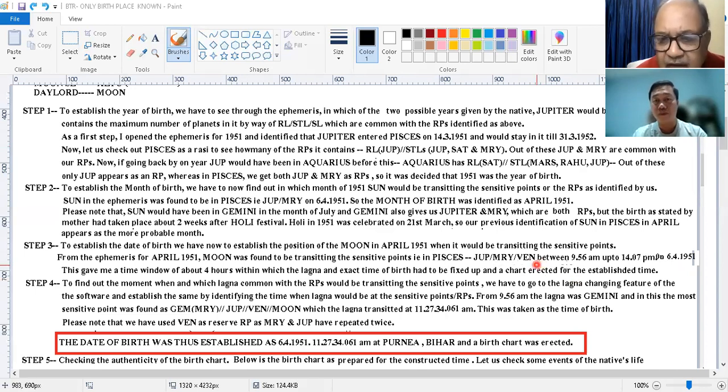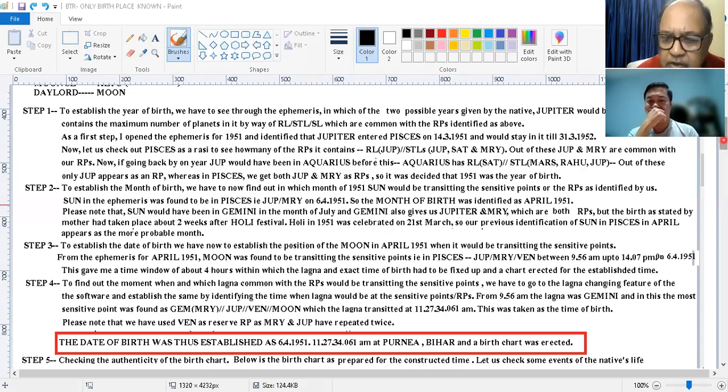So on 6/4/1951, this is the date that we have fixed. The moon was transiting Pisces, where we get the favorable ruling planets Jupiter, Mercury, Venus, between 9:56 a.m. up to 2:07 p.m. This gave me a time window of about 4 hours within which the lagna and exact time of birth had to be fixed up and a chart erected for the established time. So the date is fixed now.